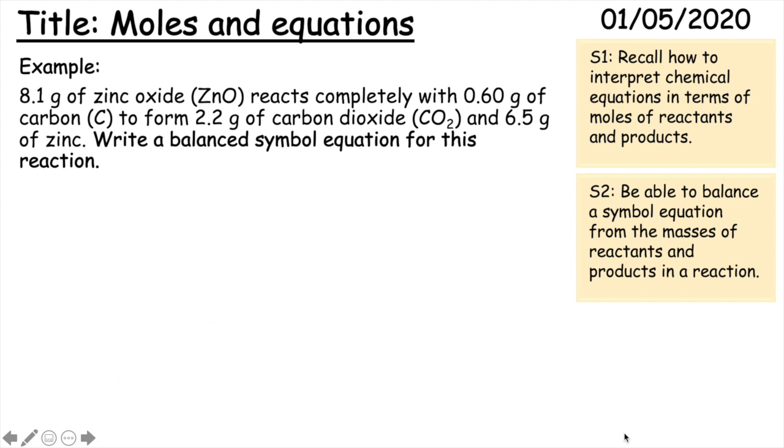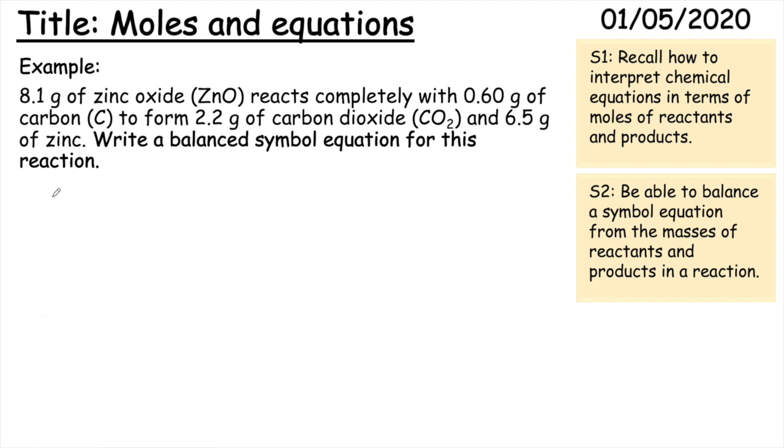So we've got an example here, and it says 8.1 grams of zinc oxide reacts completely with 0.6 grams of carbon to form 2.2 grams of carbon dioxide and 6.5 grams of zinc. Write a balanced symbol equation for this reaction. So we're going to go through the steps, and the first thing to do is calculate the number of moles for everything that you have. So that means for our zinc oxide, our carbon dioxide and our zinc. So let's get started.